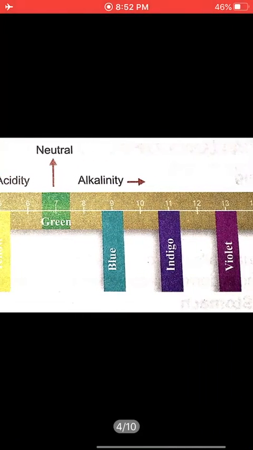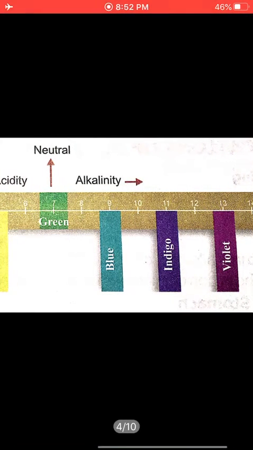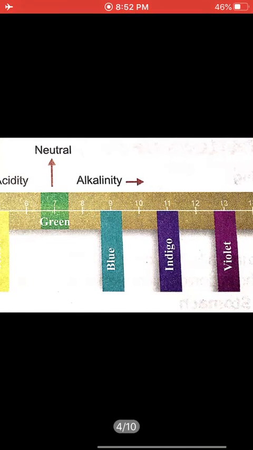And if it comes blue, indigo or violet, that means it is more basic or alkaline. So basically this ruler tells us how basic or acidic things are. Okay, now we will look at some applications of acid-base neutralization. In daily life there are a lot of examples by which we can understand what is acidic, what is basic, and how these affect our daily life.